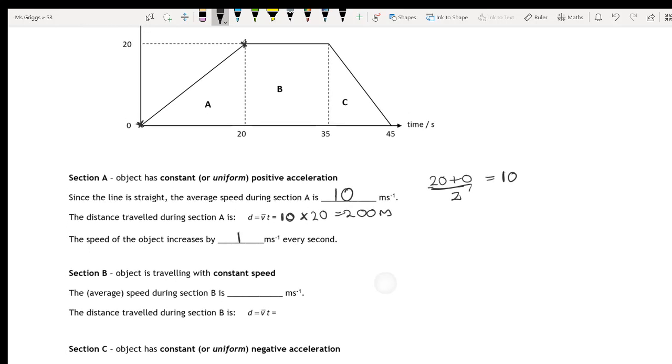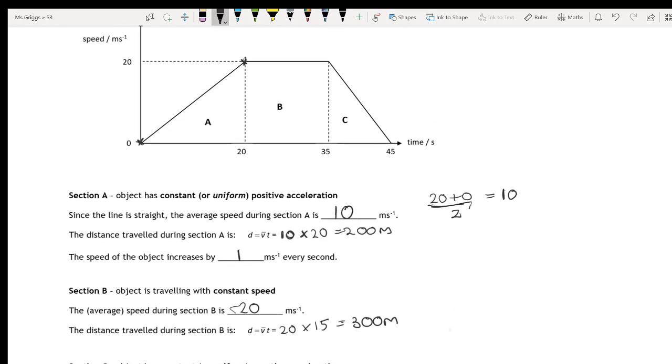Section B, constant speed. The average speed is just the speed that it's travelling at, because it'd be 20 plus 20 plus 20 divided by 3 or whatever. And the distance travelled is the average speed times the time, so 20 times 15. And that comes to 300 meters.